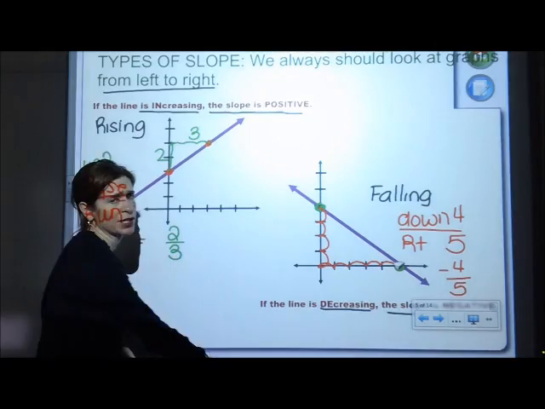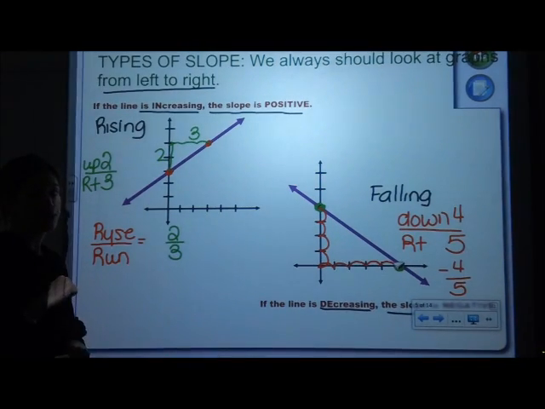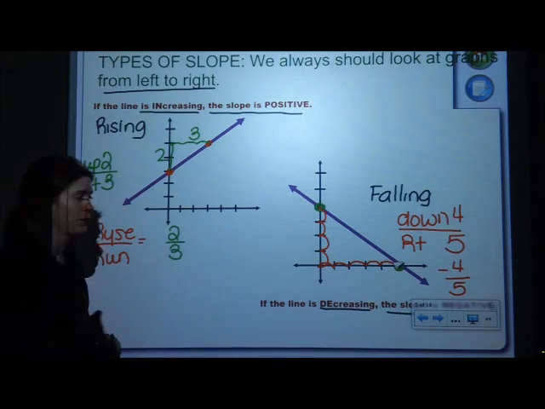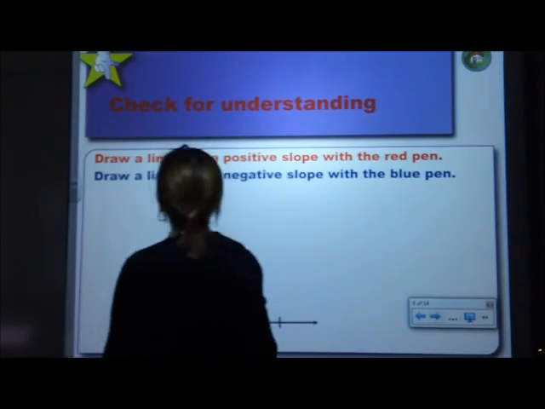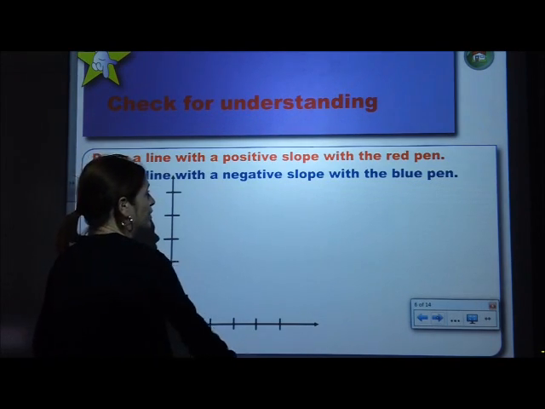We're going to do a lot of practice with this, so don't worry. But remember, up means positive, down means negative, as long as we're looking at it from left to right. All right, so let's talk about positive and negative slope. I want to make sure you understand it.